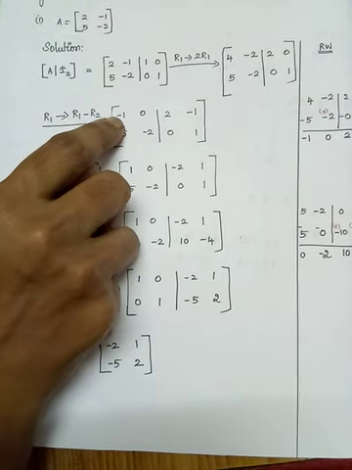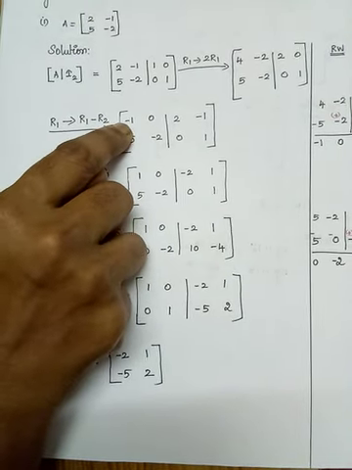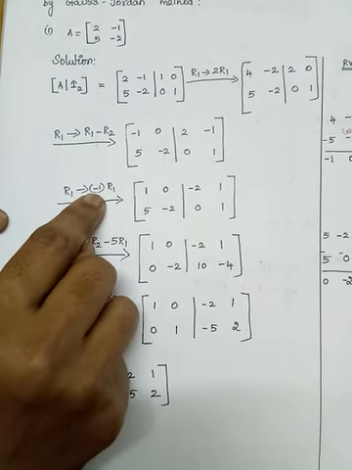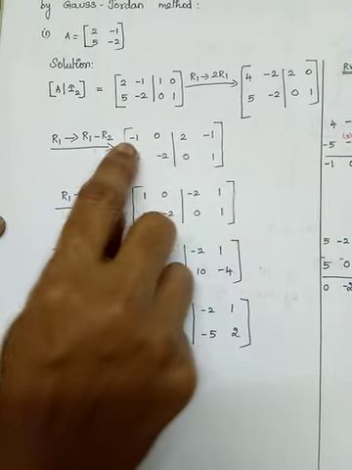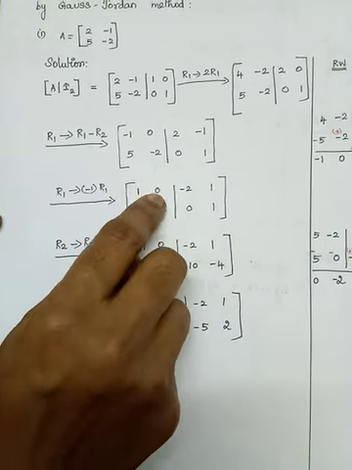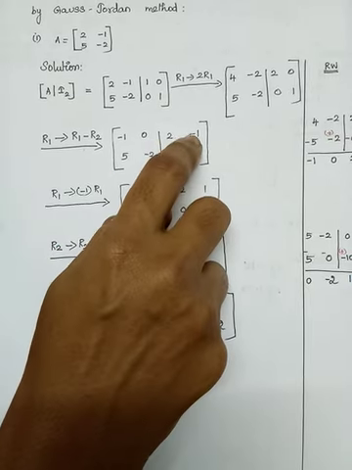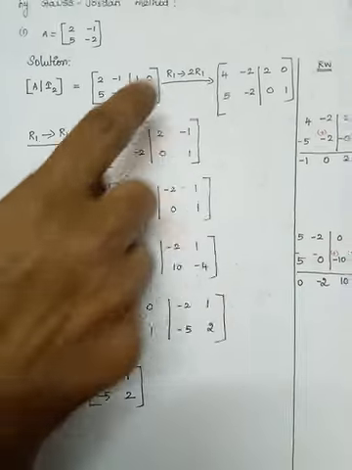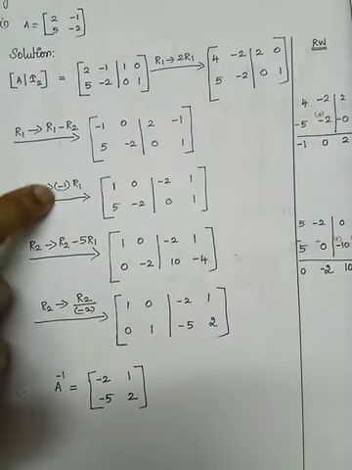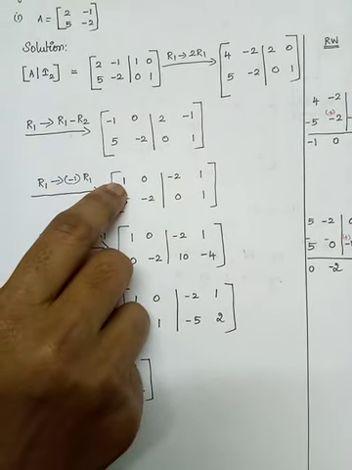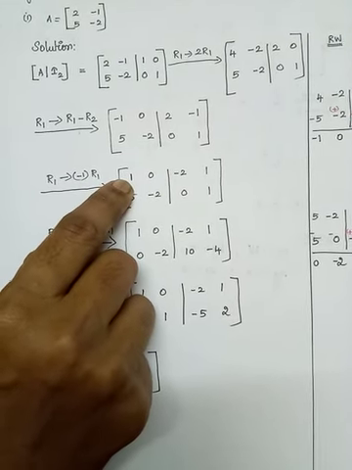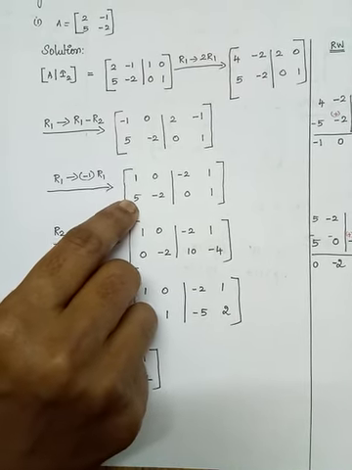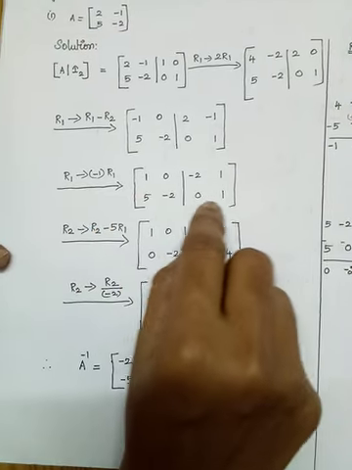Here what you have to get is 1, but I am having minus 1. So R1 has to be multiplied by minus 1. When you multiply by minus 1, it becomes 1, 0, 2 into minus 1 is minus 2, minus 1 into minus 1 is 1. So here I did the elementary row transformation to make this element 1. To bring the identity matrix, the next place should be 0, so I have to transform R2 now.